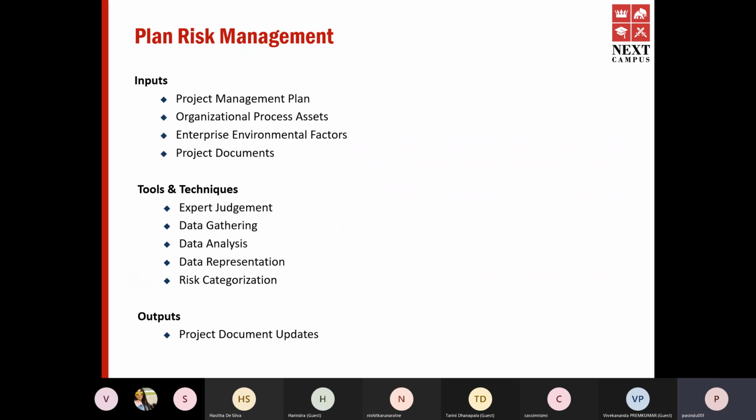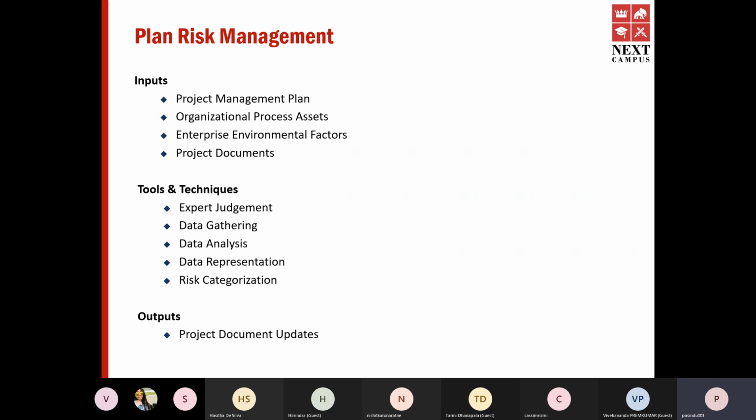When it comes to inputs, you would use the project management plan, organizational process assets, enterprise environmental factors, and project documents. When it comes to tools and techniques, you would use expert judgment, data gathering, data analysis, data representation, and risk categorization. Only one output, which is project document updates.